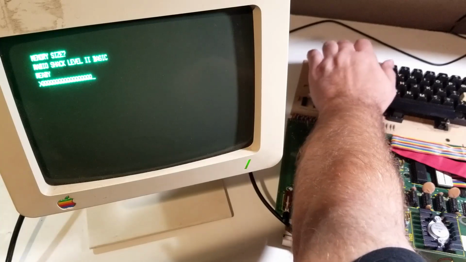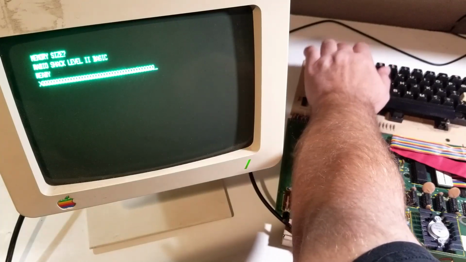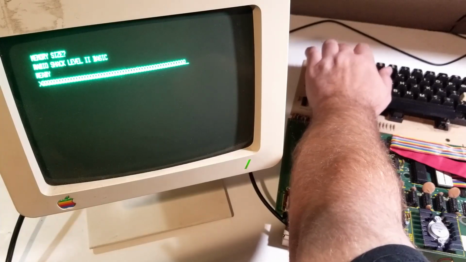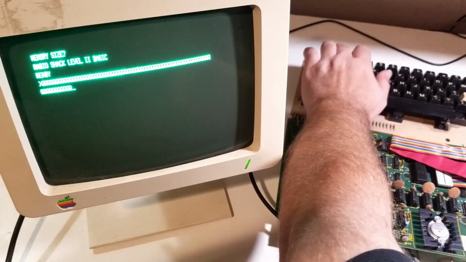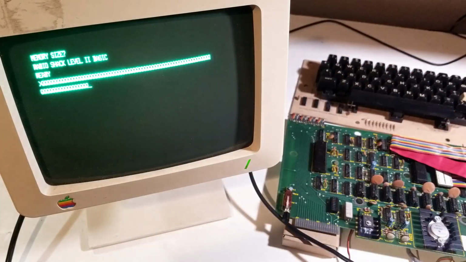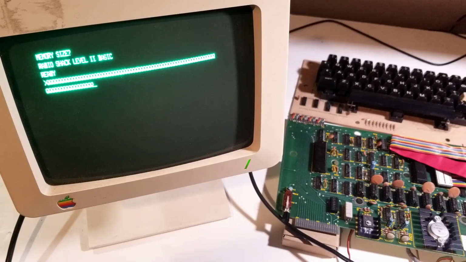Now, one thing you have to be careful of, actually, when you're using these old Apple monitors, is Apple had slightly non-standard horizontal positioning with their monitors. So if you adjust it so it's centered on an Apple monitor, it might actually be a little bit off on another monitor. So I'm going to call that good enough.